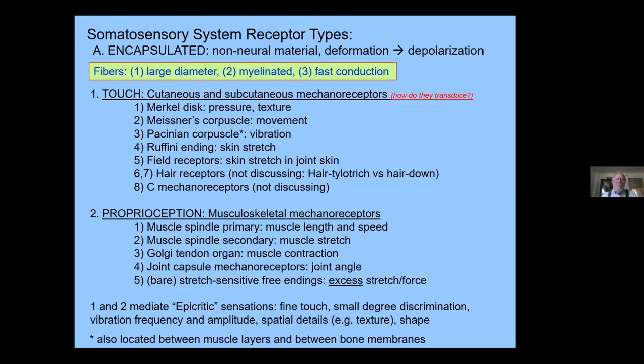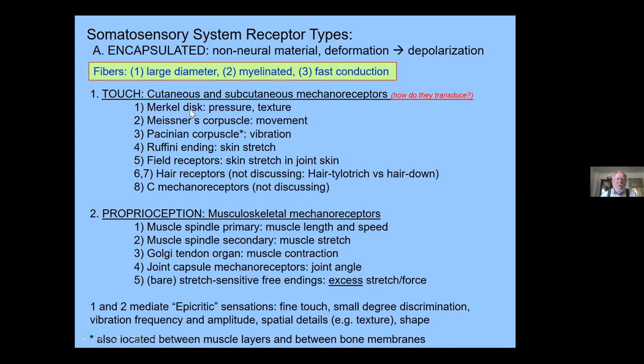So now we can say, well, if there was a labeled line, and there was a specific distinct type of receptor, like a hair cell for audition or an odor cell for olfaction or a particular taste cell on the papillae of the tongue that picks out the very specific thing about sour, look at what happens here. What we have here is a world of different types of receptors, both for touch and for proprioception.